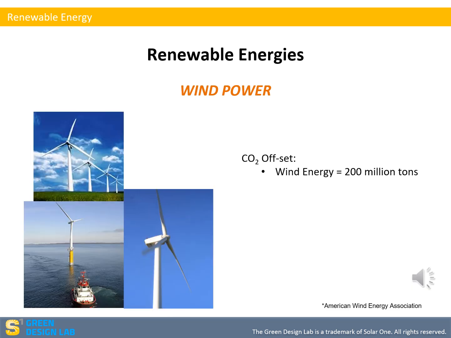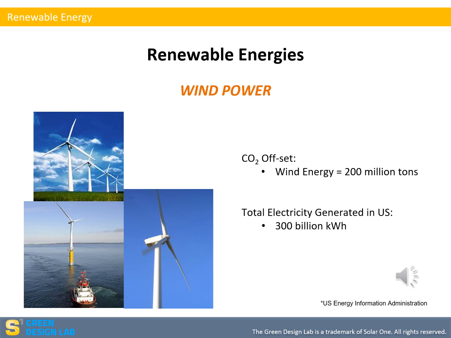Some renewable energies will offset or reduce greenhouse gas emissions. In 2018, electricity generated from wind avoided 200 million tons of carbon pollution. That's roughly equal to 43 million cars worth of carbon emissions. In 2019, the total amount of electricity generated in the United States from wind power was 300 billion kilowatt hours.